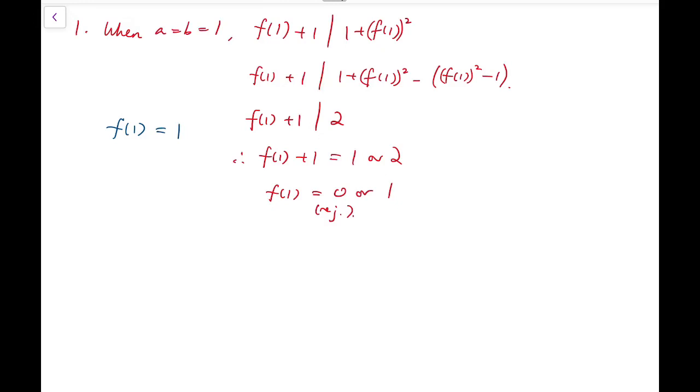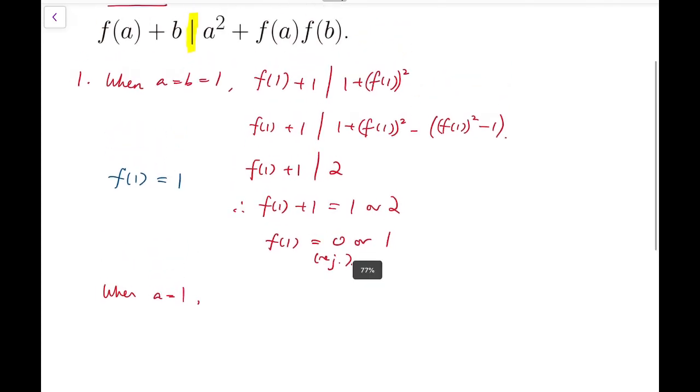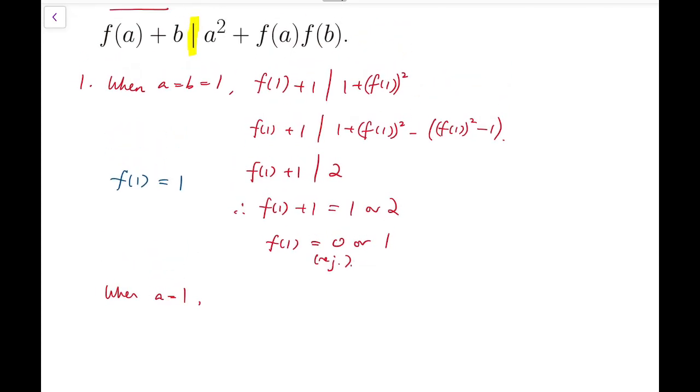Now, the next thing that I'm going to do is to only put one of a and b to be 1, and see what will happen. So now we know that f(1) is 1, and if we only put a equals 1, then we will have 1 + b, because f(a) is then 1, will divide 1 plus 1 times f(b), so 1 plus f(b). Then at least we can say that b is less than or equal to f(b) for all b.